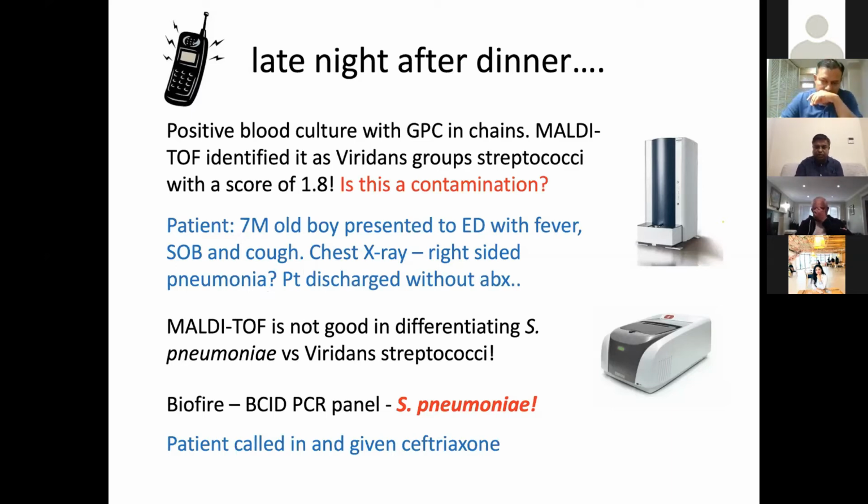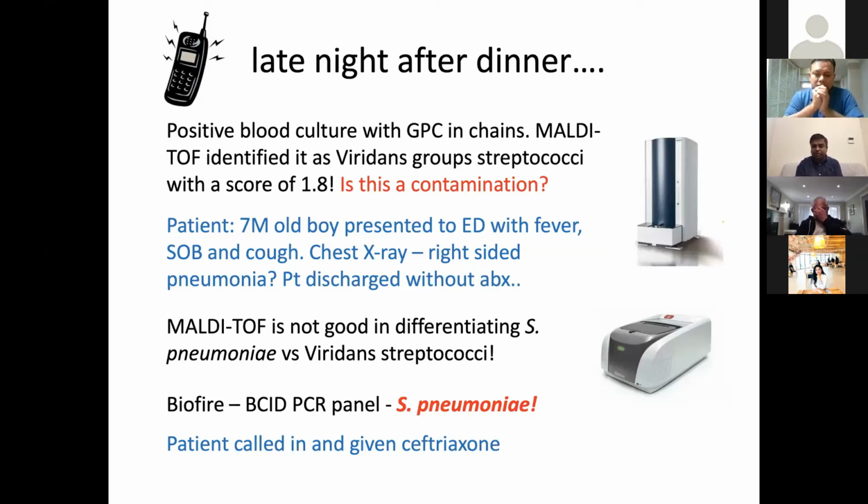So you ask the technologist, could you please run a molecular test, say BioFire BCID, the blood culture identification PCR panel, which is basically a rapid molecular test to run on the positive blood culture. And your suspicion was correct. It was identified as Streptococcus pneumoniae.